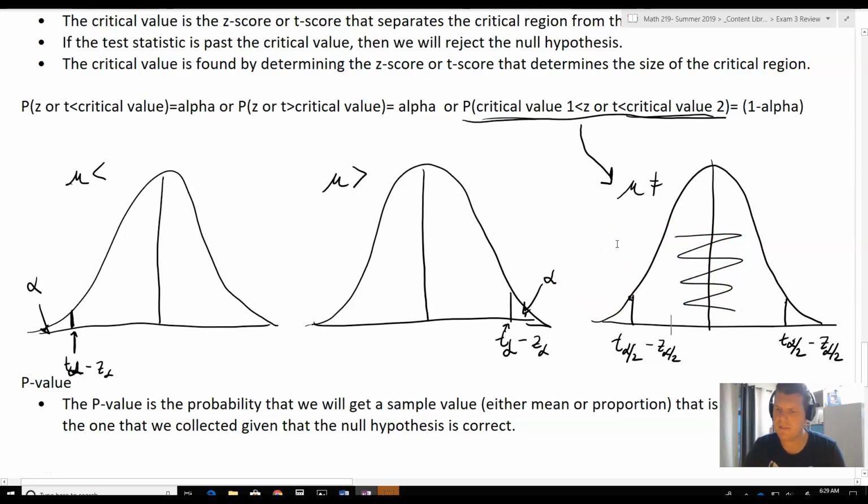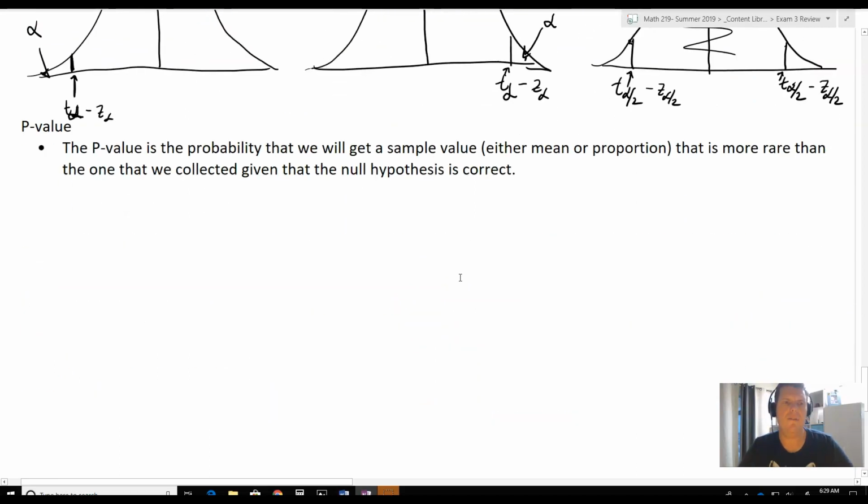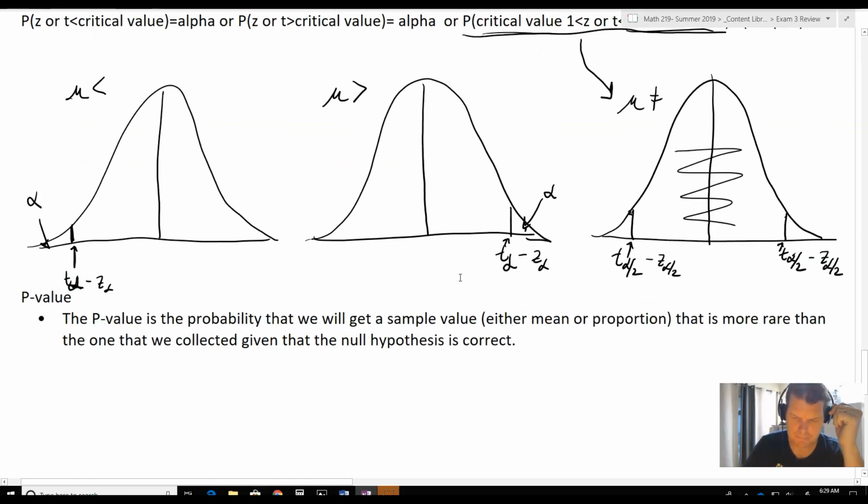Okay? For the purposes of our exam 3, you're not actually going to be finding a t-score. I'll be giving you a t-score, but it's important that you know what it is, that it is this cutoff line, okay? And that you have an understanding of where it lies inside of the distribution. Okay, now, the p-value, now we're going to get into the p-value method, okay?